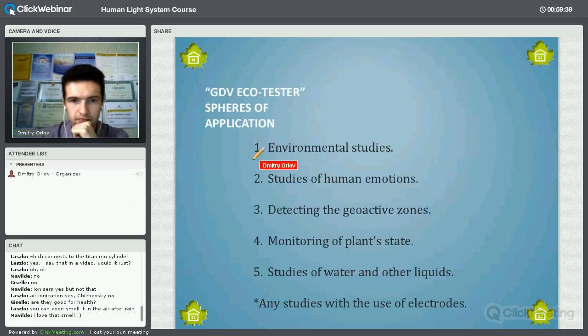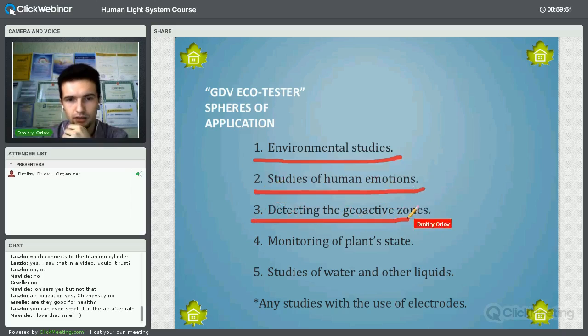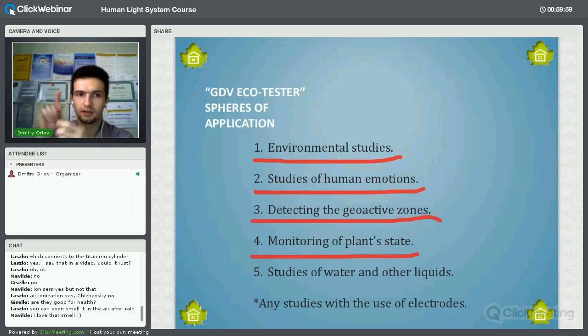So we can apply this to study the environment, to study human emotions if there are people around it. We can use it for detecting GI active zones. We can use it for monitoring the state of plants. If you put the electrode into the pot with the flower. You can also use it for studies of water and other liquids. Any studies with the use of electrodes.